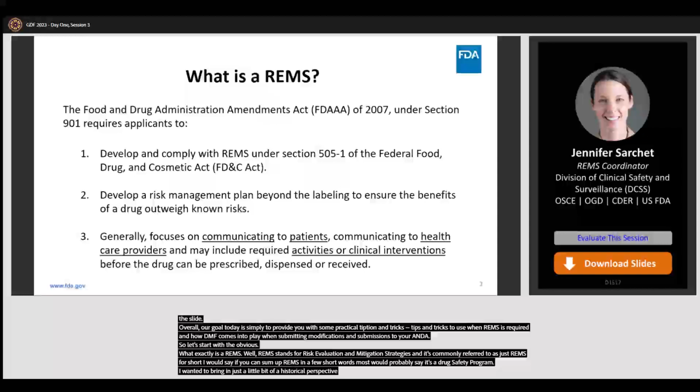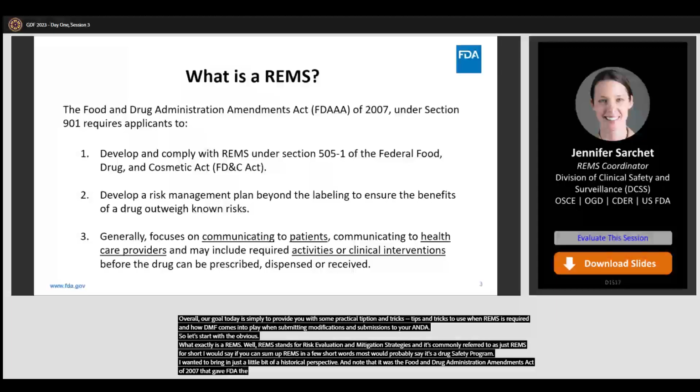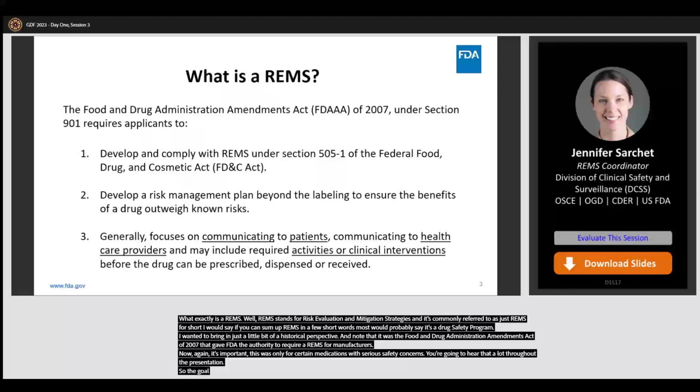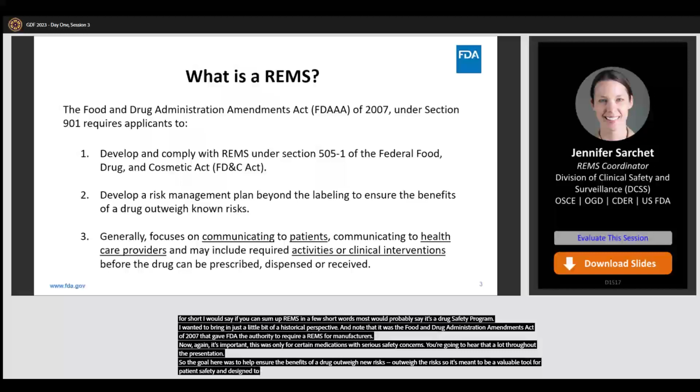I wanted to bring in a little bit of a historical perspective and note that it was the Food and Drug Administration Amendments Act of 2007 that gave FDA the authority to require a REMS from manufacturers. Again, it's important, this was only for certain medications with serious safety concerns. You're going to hear that a lot throughout the presentation. So the goal here was to help ensure the benefits of a drug outweigh known risks. Ultimately, REMS is meant to be a valuable tool for patient safety and is designed to reinforce medication use behaviors and specific actions that support the safe use of a drug.